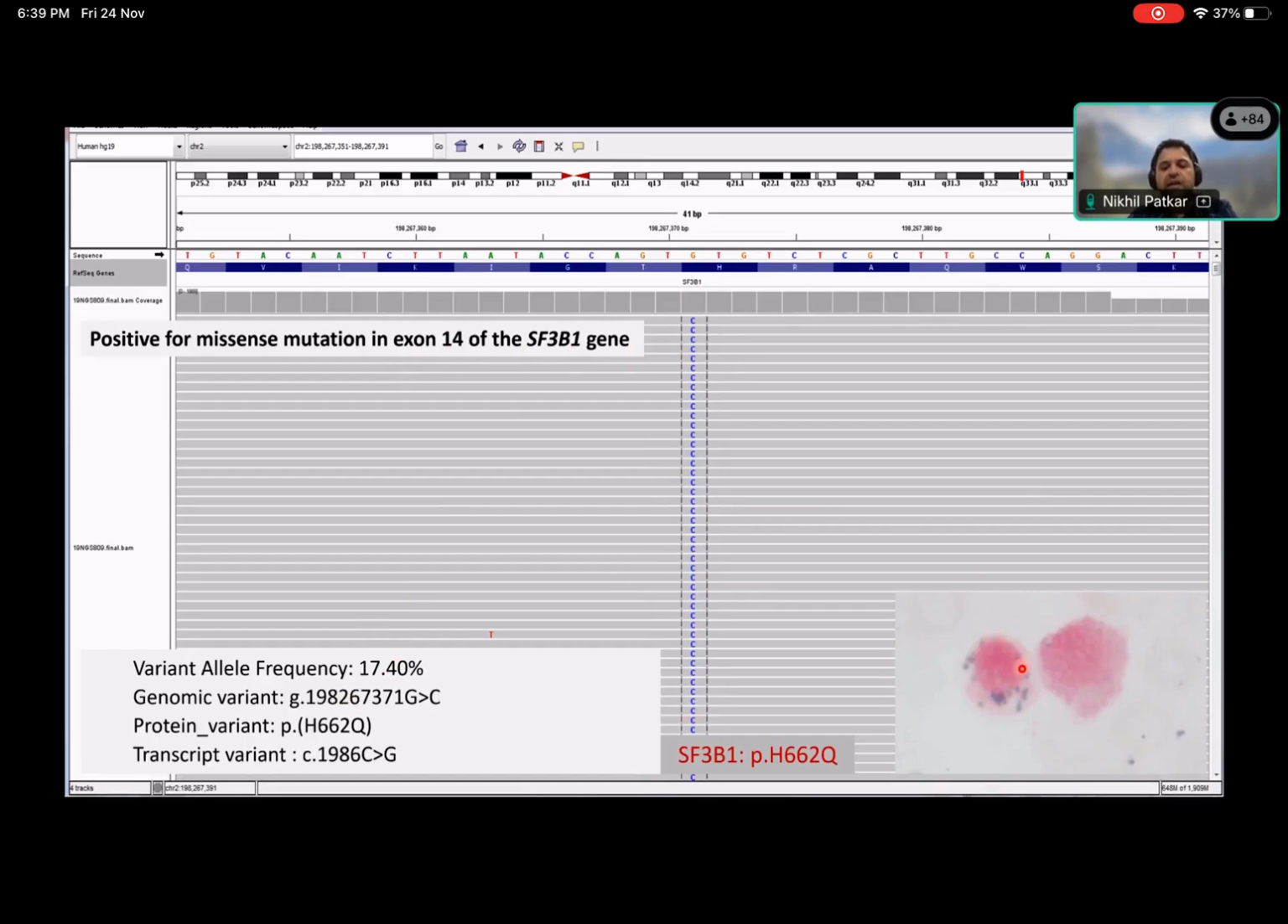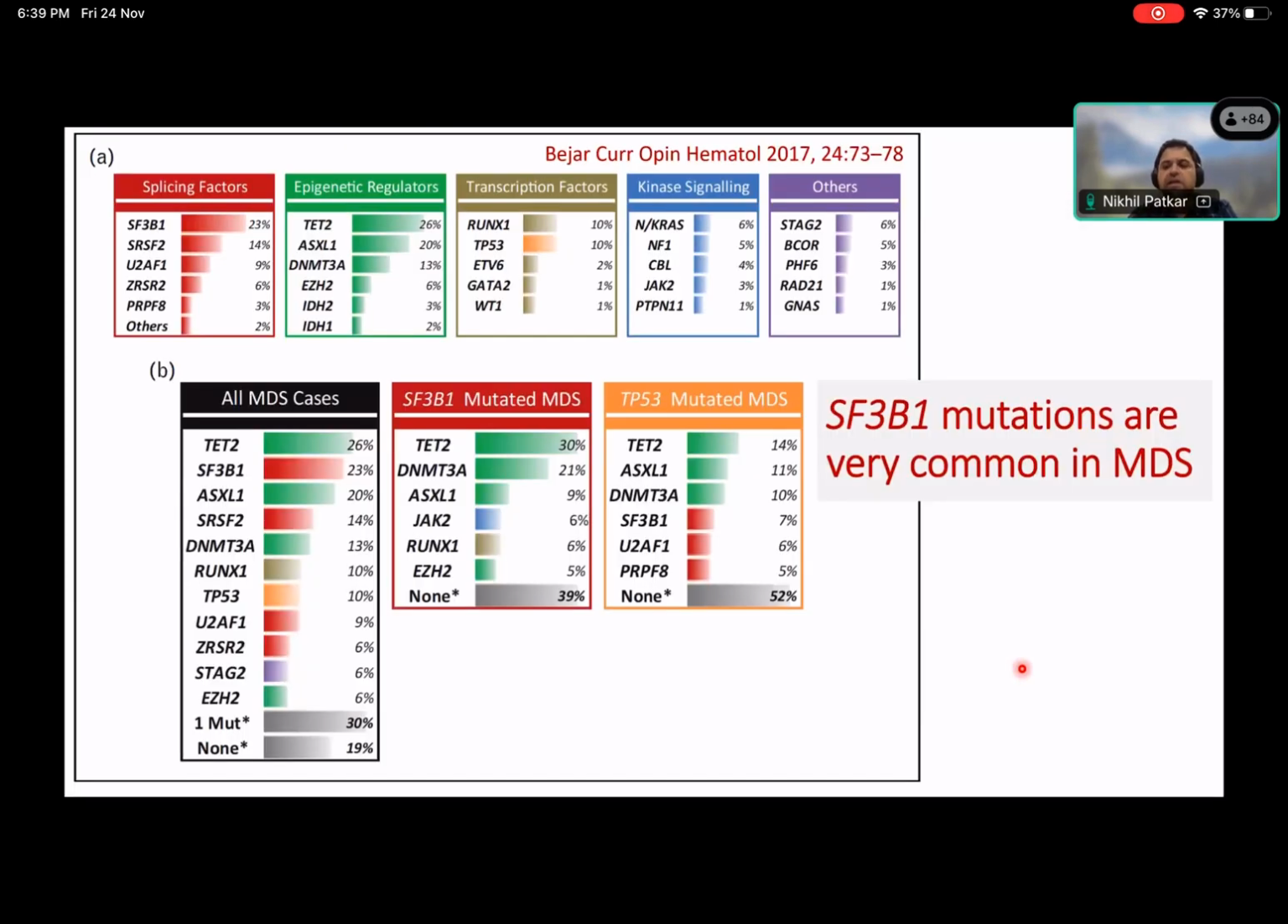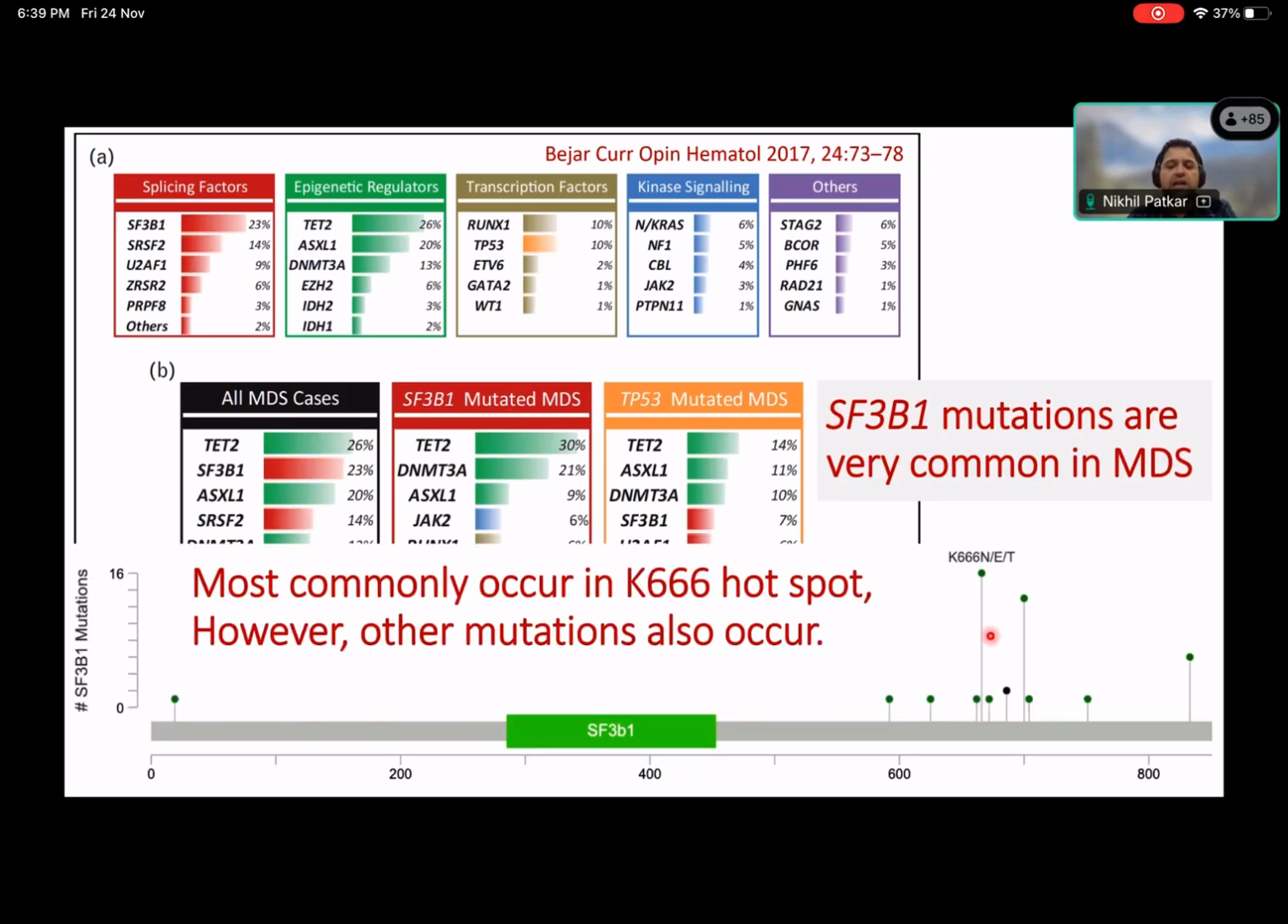So this is an example of an SF3B1 associated myelodysplastic syndrome. And you can see that SF3B1 mutations are very commonly seen in myelodysplastic syndromes. They are the commonest type of mutations in myelodysplastic syndromes. They typically occur at the K666 hotspot, but can be seen in other locations of the SF3B1 gene as well.